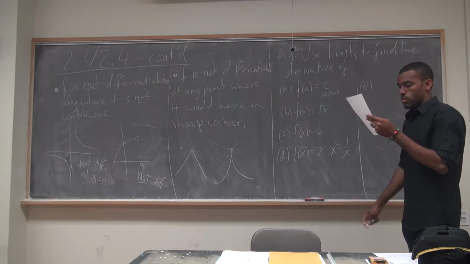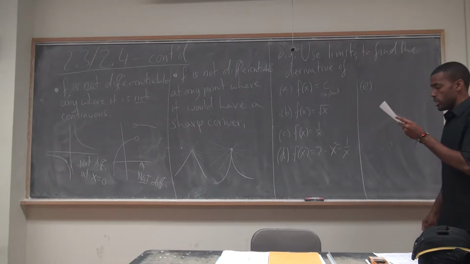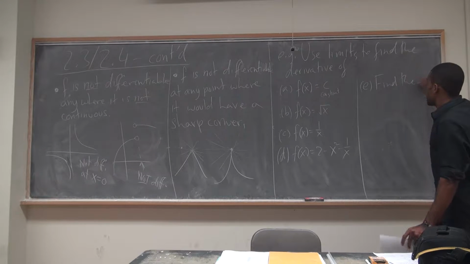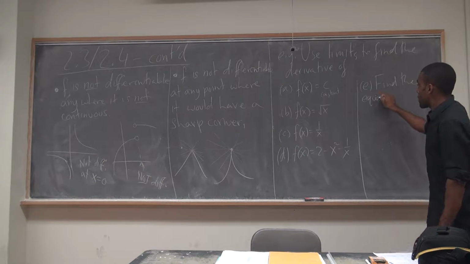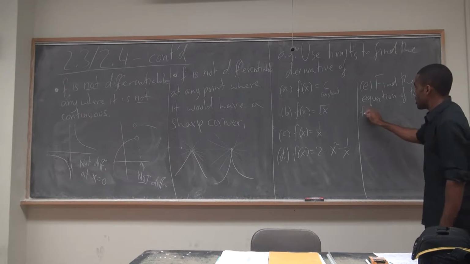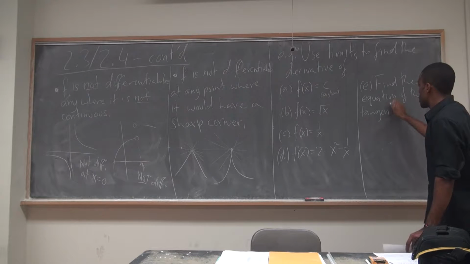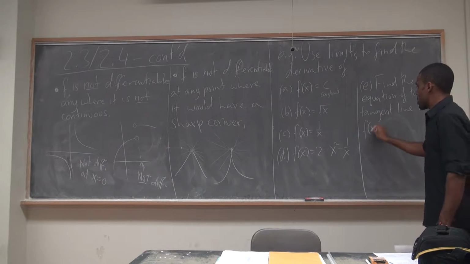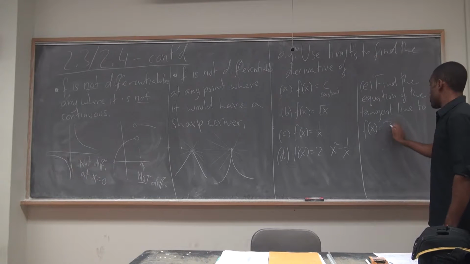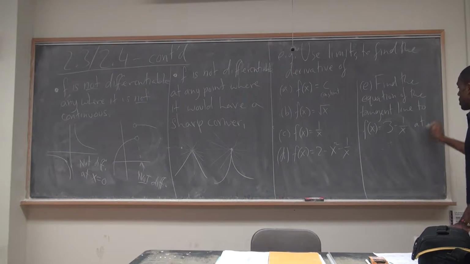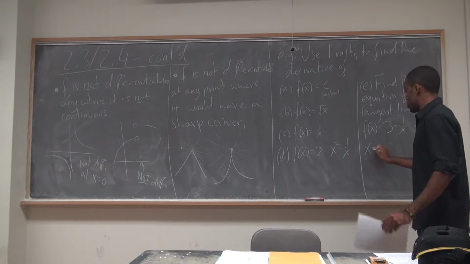E. Last example I want to do here is find the equation of the tangent line to f of x equals 3 minus 1 over x at x equals 1.